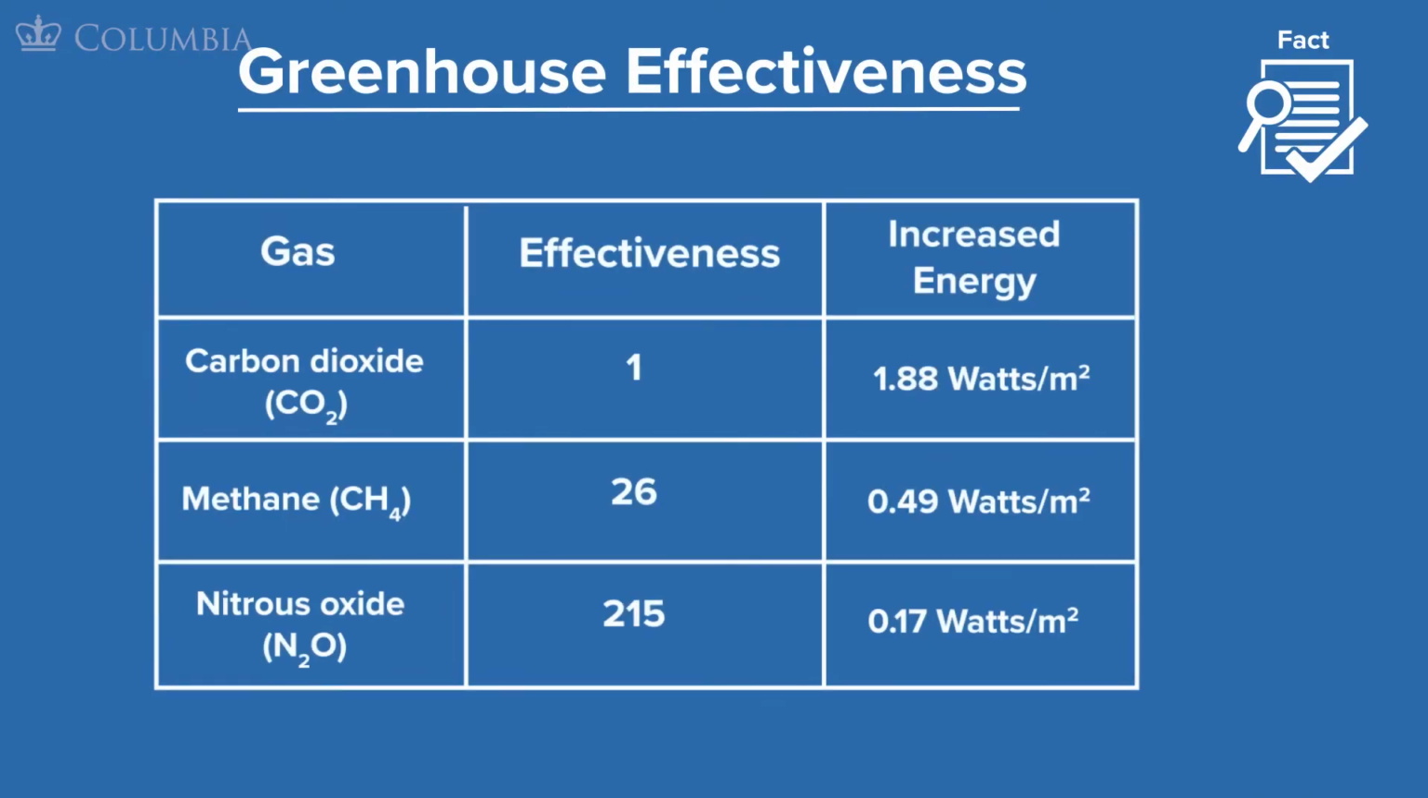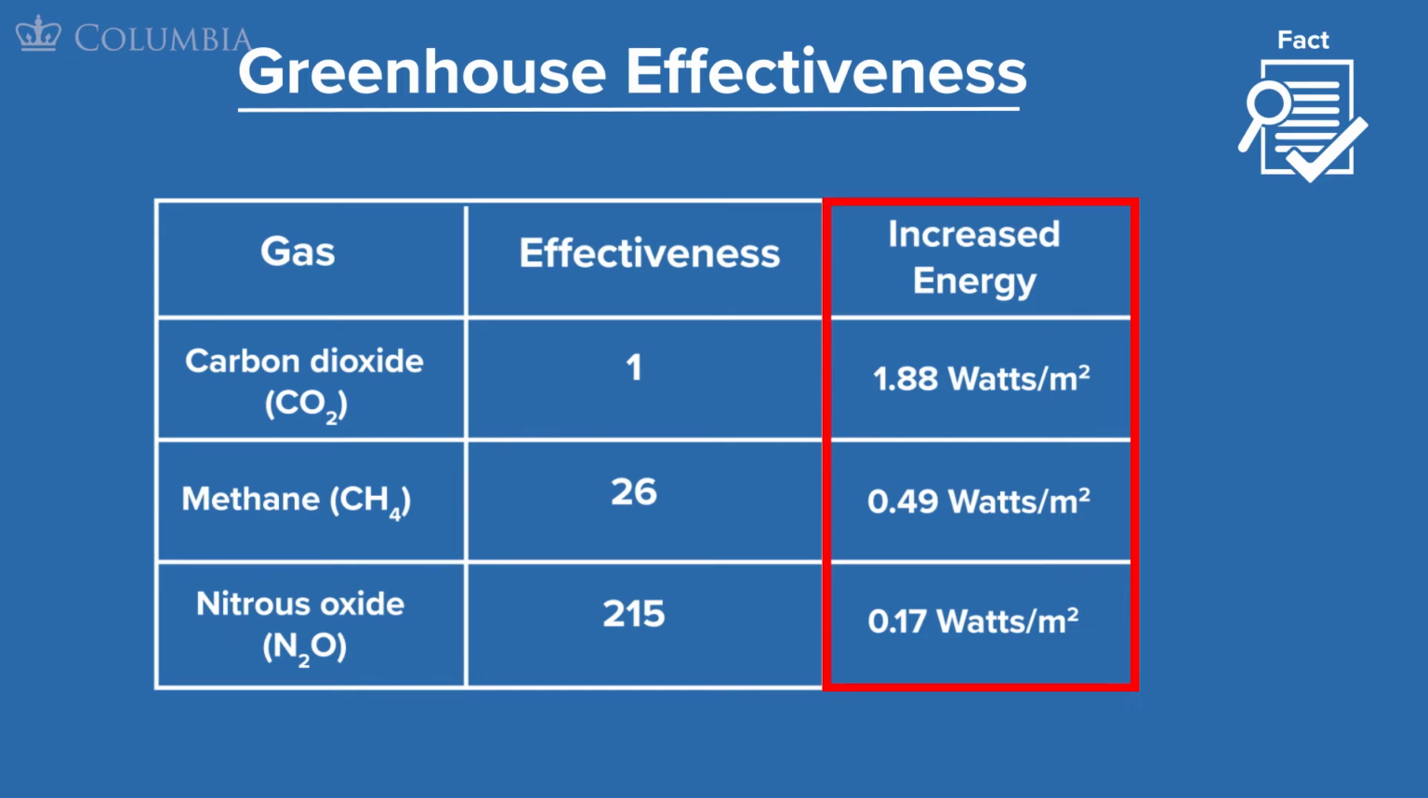I had said that these different molecules have different effectiveness at trapping infrared radiation, and I wanted to briefly summarize that here. Methane is 26 times more effective than carbon dioxide, and nitrous oxides are more than 200 times more effective than carbon dioxide. So we have to take the number of molecules times their effectiveness to say what their net effect on the blanketing of the Earth is. And that's what's shown in the column of this table here.